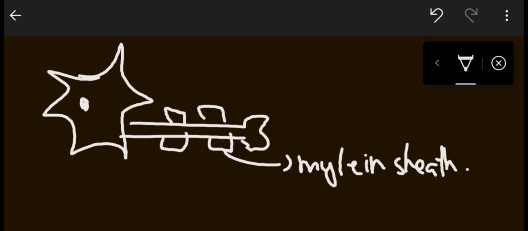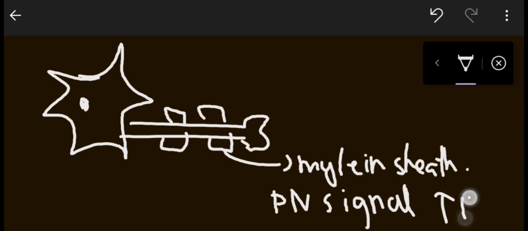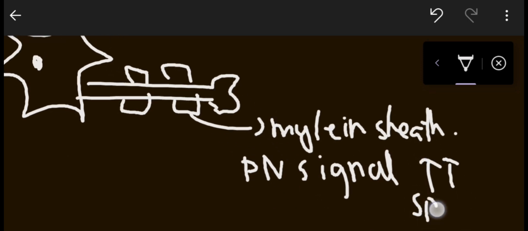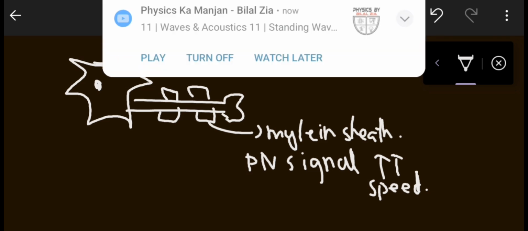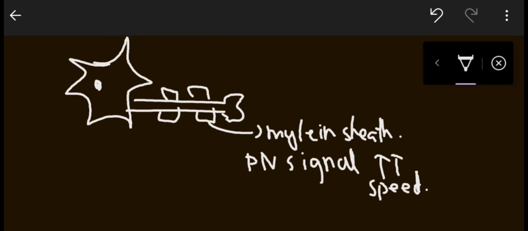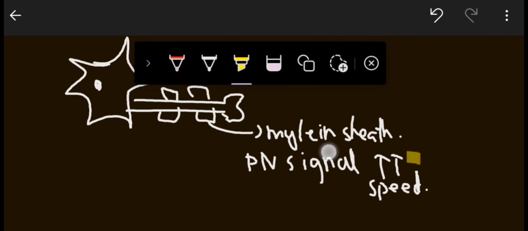In this, the PNS signals will go at higher speed as compared to the non-myelinated neuron. So this question can be asked: in the myelinated or the non-myelinated neuron, in which type of neuron do the signals of the PNS have more speed? Your answer should be the myelinated neuron. Because why is it so?